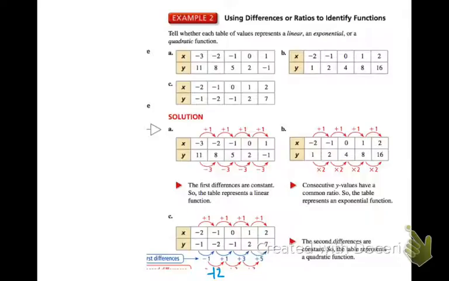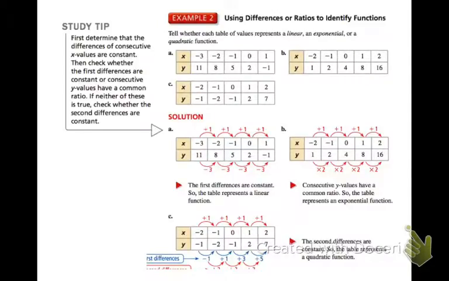Okay, between 1 and 3 is +2, and between 3 and 5 is +2. Since the second difference is constant, it's quadratic.